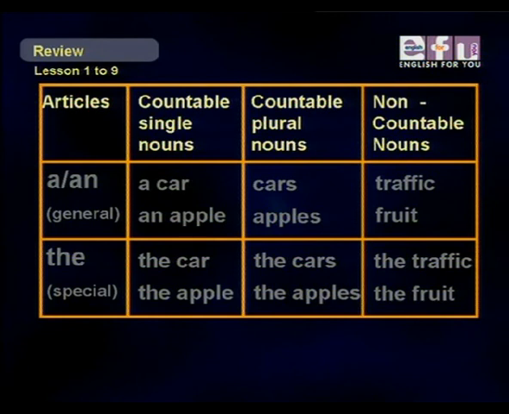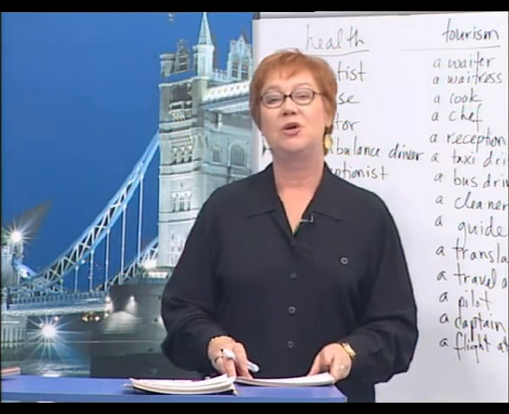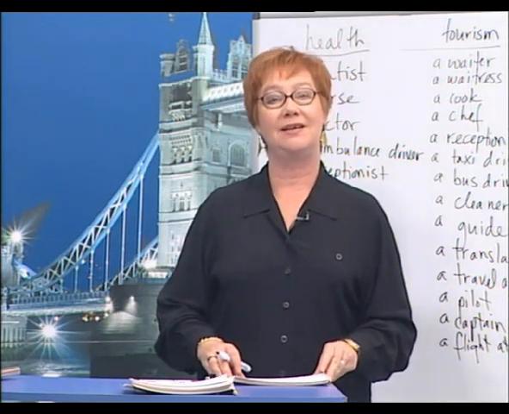For the, we use it for special things. With countable single nouns, countable plural nouns, the plus s, and non-countable nouns. So if we look across at our chart, we see a, an, a car, cars, traffic, an apple, apples, fruit. With the, we see the car, the cars, the traffic, and the apple, the apples, the fruit. Okay? Great. Now, let's look and listen.